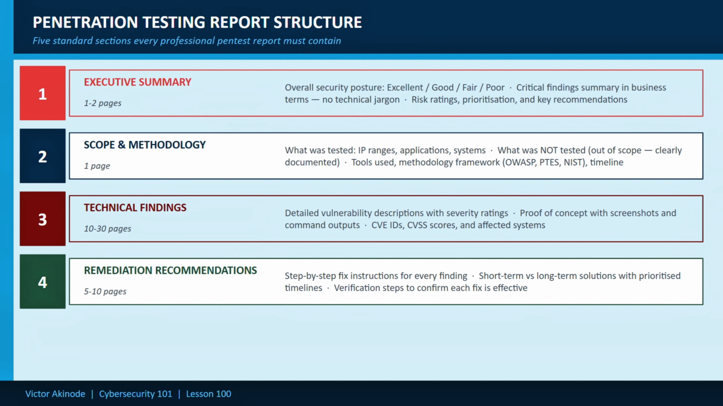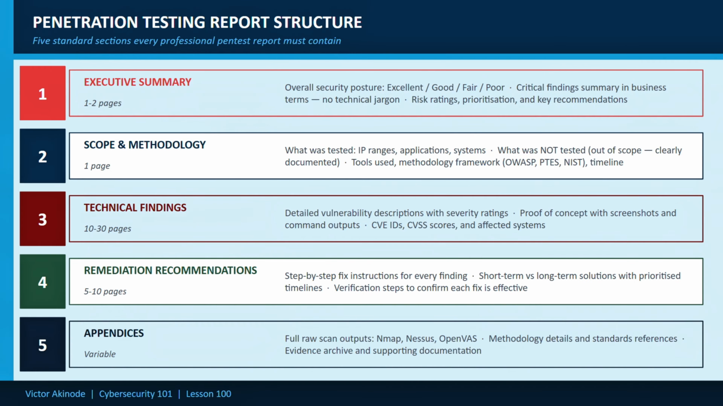For section 4, that is remediation recommendations. And this is just like 5 to 10 pages. It provides step-by-step fix instructions, differentiates short-term versus long-term solutions, creates a prioritization timeline such as immediate fixes, 30-day fixes, 90-day fixes, or any other desired timeline, and it includes verification steps to confirm fixes work.